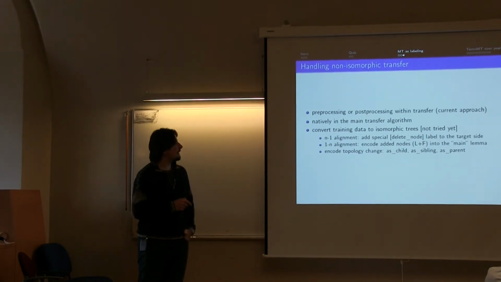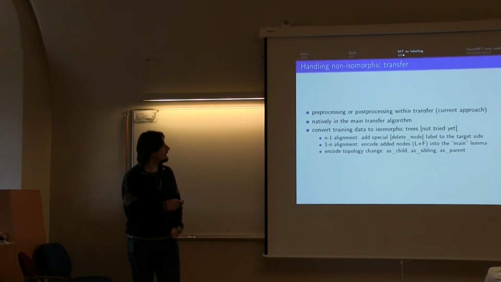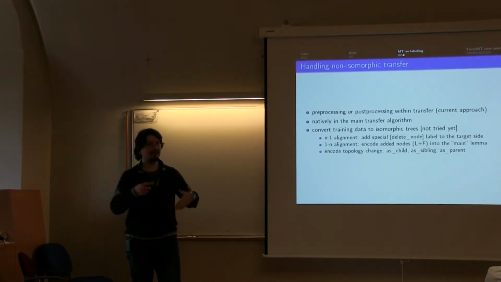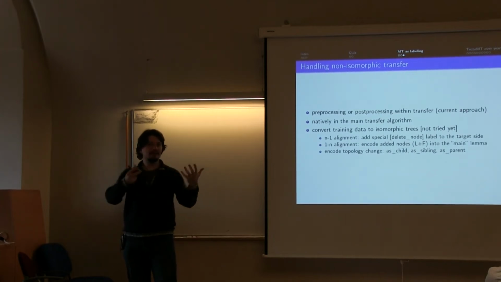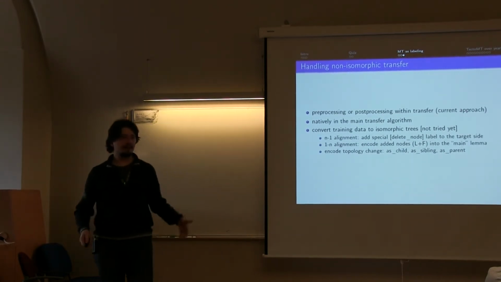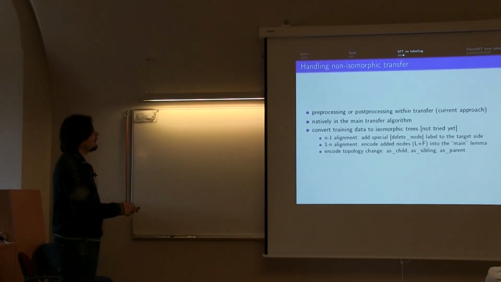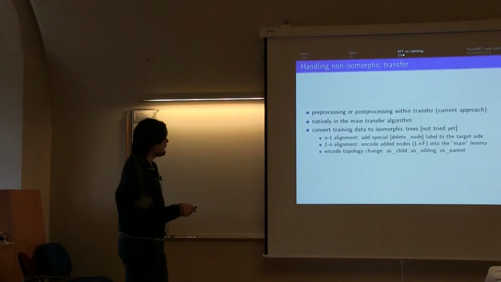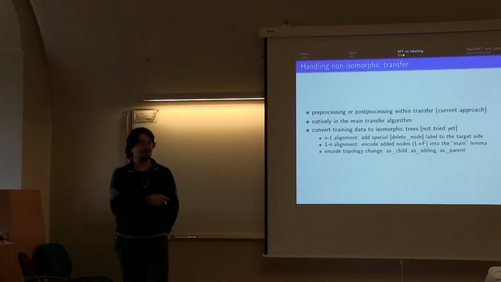There are some algorithms I will present which can natively handle the non-isomorphism, which can learn how to translate, as I said, a treelet to a treelet, but a treelet will have a different number of nodes or topology. So there are some algorithms which handle this natively. And also a nice trick I would like to try as soon as possible is to convert the training data into the isomorphic case, into isomorphic trees.